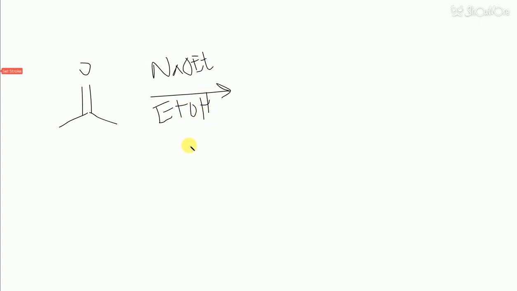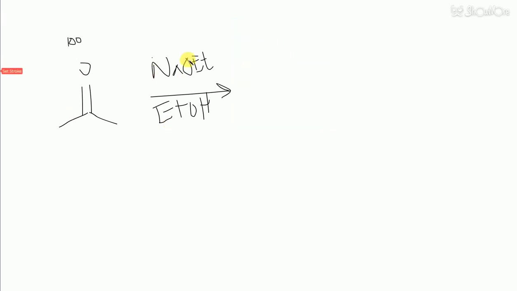Okay, and so essentially the difference between this and LDA is that these are not strong. It's not a strong base, and so what that means is that let's say I start with 100 of these, maybe I'll get 40 where they're in this form, with the negative charge. And you'll see why this is important.